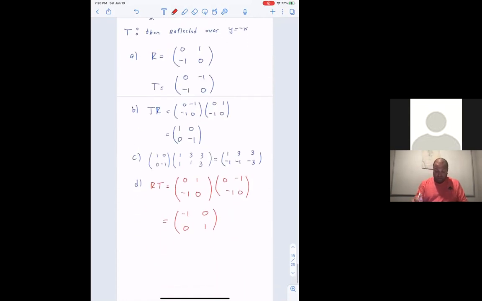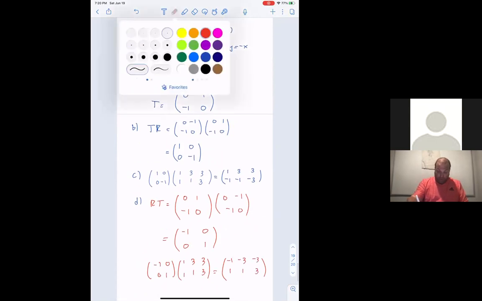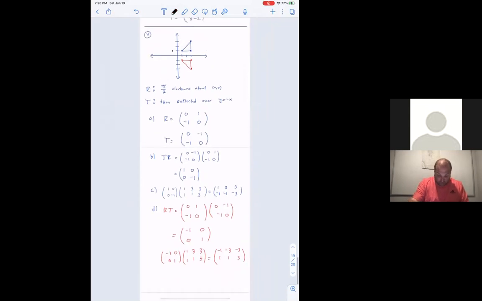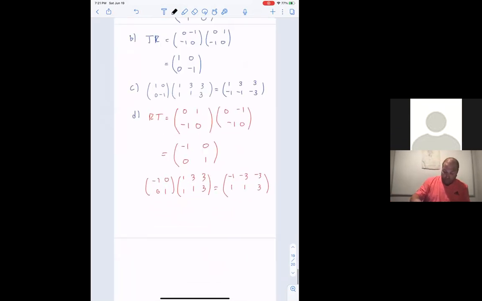And you can always check that by taking negative 1, 0, 0, 1 and applying it to your 3 original points and seeing what you get. I get negative 1, 1, negative 3, 1, negative 3, 3. So if I go back to my picture and I plot negative 1, 1, negative 3, 1, negative 3, 3, I do see, in fact, that in the other direction, it's a reflection across the y-axis.